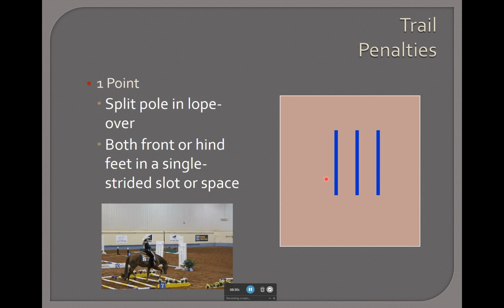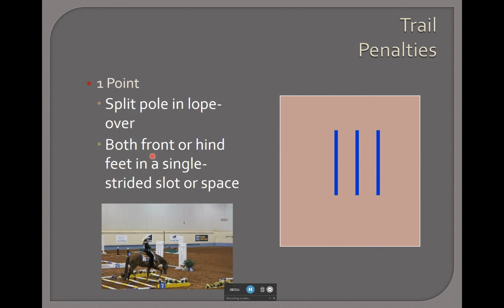And I will tell you that, particularly when they're loping, if a horse splits it in front, he tends to split it behind. And generally that's because they've met this pole, their stride is not correct. So a lot of times if they split the first one, they're going to split the other ones. And that's every time they do it, both in front and behind.